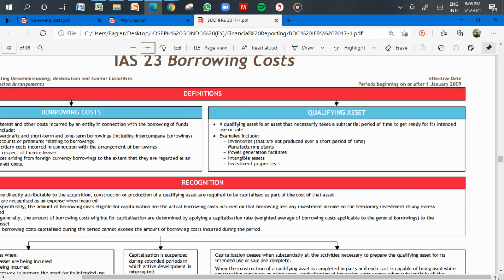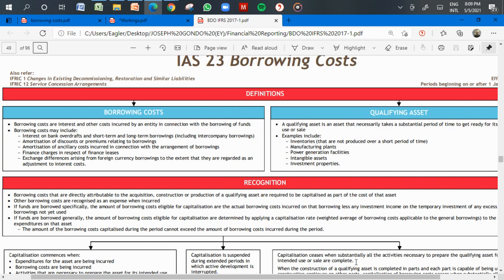Then the definition of qualifying asset, we say a qualifying asset is an asset that necessarily takes a substantial period of time to get ready for its intended use or sale. Examples, we talked about inventory, manufacturing plants, power generation facilities, intangible assets, and then we also talked about investment property.